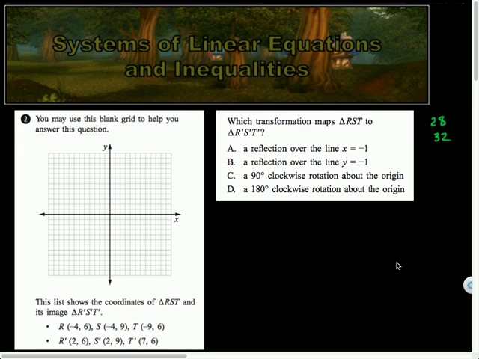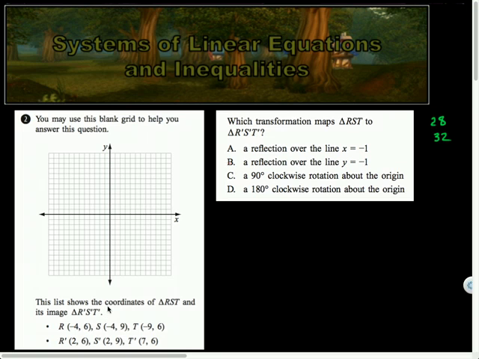Back in the day, at our school, with a limited number of students, 28% of our students got this question correct, and 32% of the state of Vermont got this question correct. So let's dive in here. This is technically a geometry concept, but it's going to relate to what we're doing today.